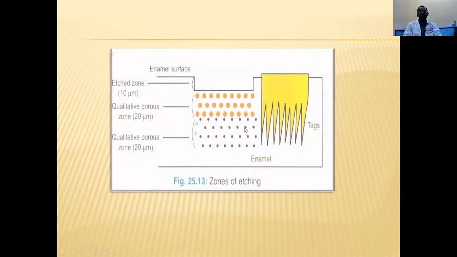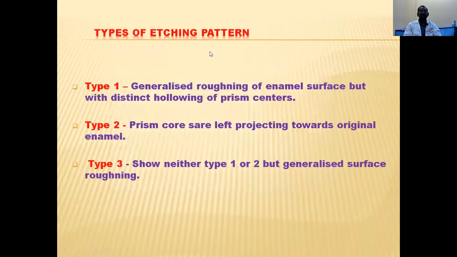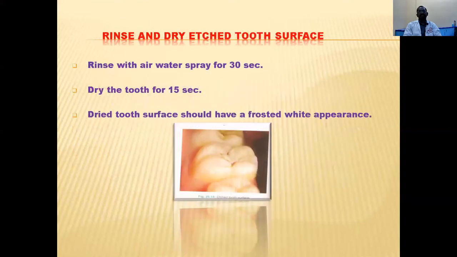Coming to the enamel surface, these are the resin tags attached to the enamel pores. The types of etching pattern are: type 1, generalized roughening of the enamel surface with distinct hollowing of the prism surface, and type 2, prism core left projecting toward the original enamel. Type 3 shows neither type 1 nor type 2 but a generalized rough surface. Rinse and dry the etched surface. Rinse with air-water spray for 30 seconds, and dry the tooth for 15 seconds till a white frosty appearance is seen.